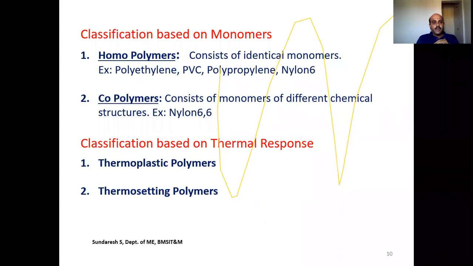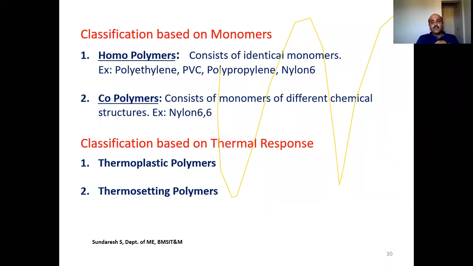So here we have classification based on monomers. One is a homopolymer and the second one is a copolymer. Homopolymer means it consists of identical monomers. Examples: polyethylene, PVC, polypropylene, nylon.